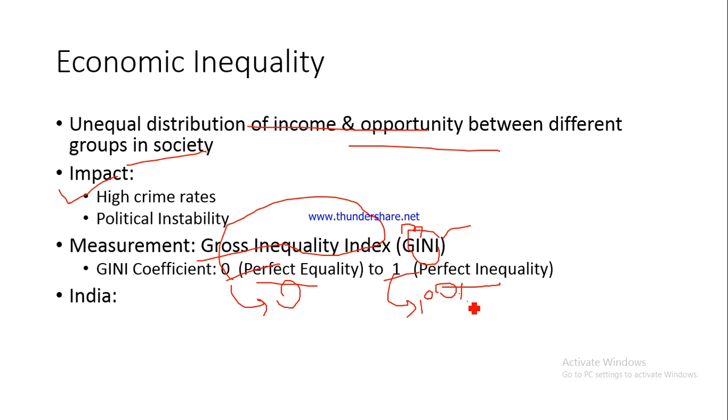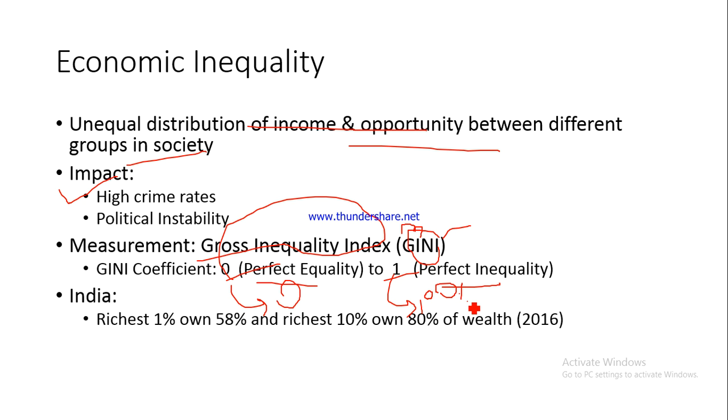Now let us take the case of India, and you would find out that in India, the richest 1% of the population, that is around 1.3 crore people, earn 58% of the wealth. So they earn more than half of the wealth, which means the remaining 99% are only earning 42% of the wealth.